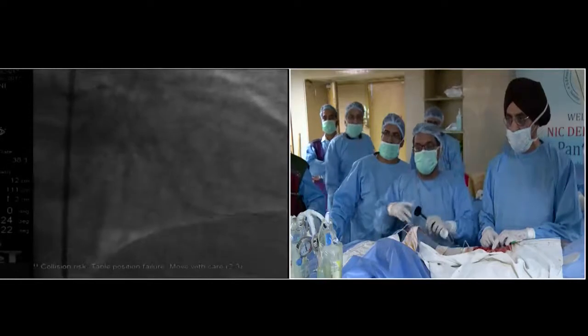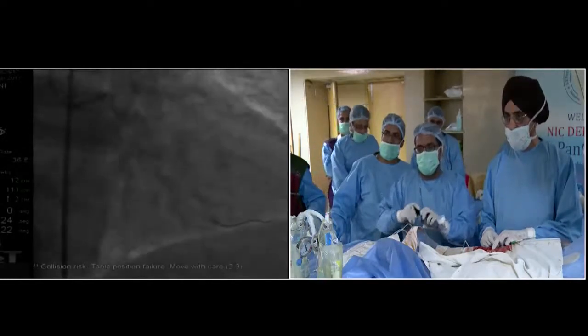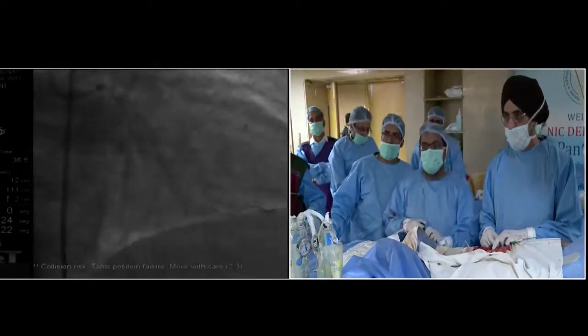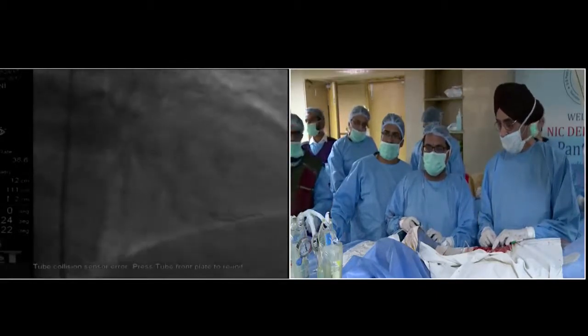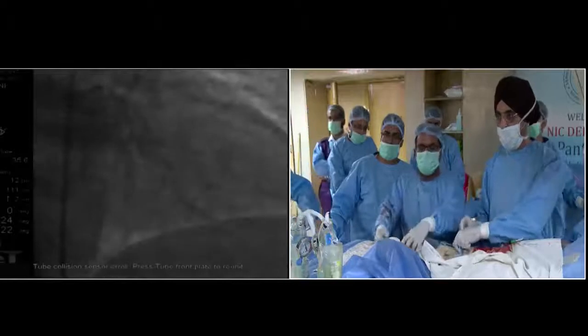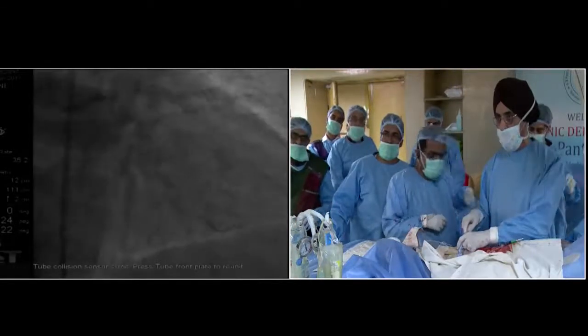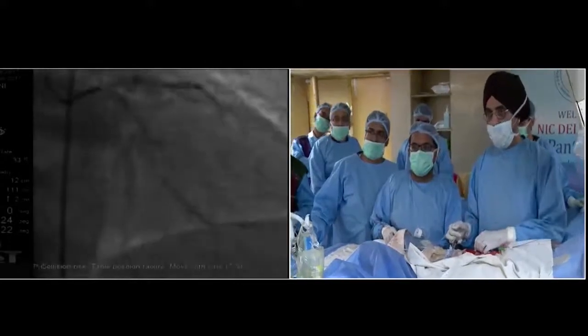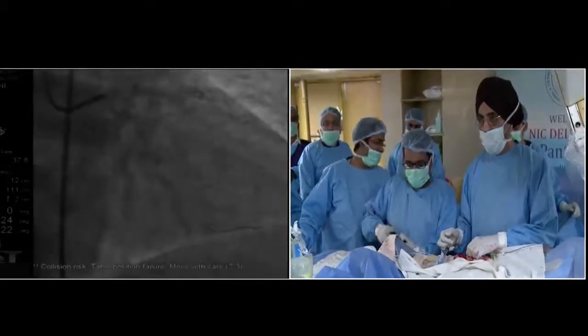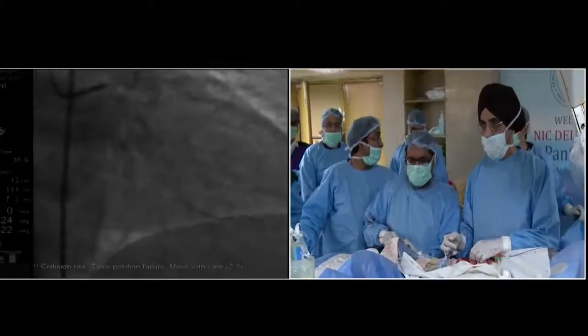So what is the size of this balloon? 2 millimeter? Dr. Balbir, this is a 2 millimeter. Right, 2 millimeter. I thought 2.5 wouldn't have crossed it. The 2 millimeter also went with little difficulty. We need a 2.5 balloon, 2.5 please. 16.